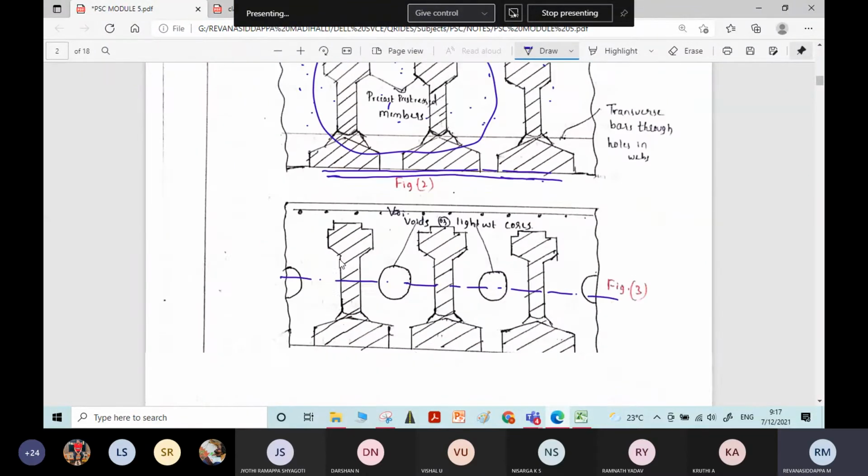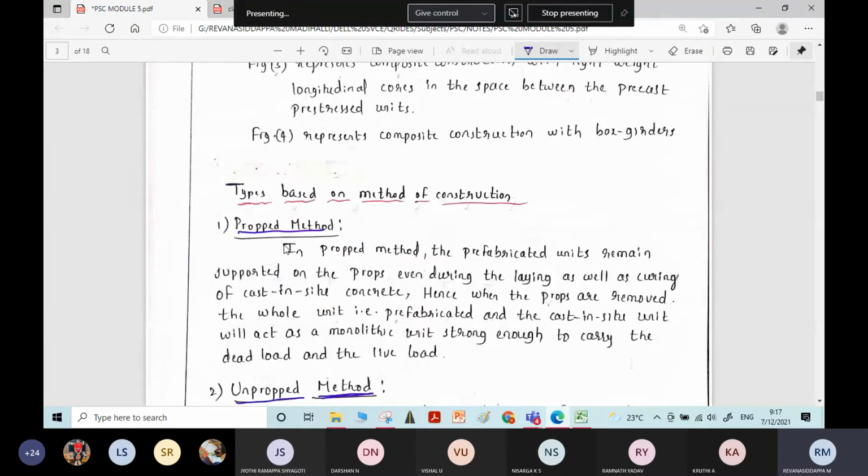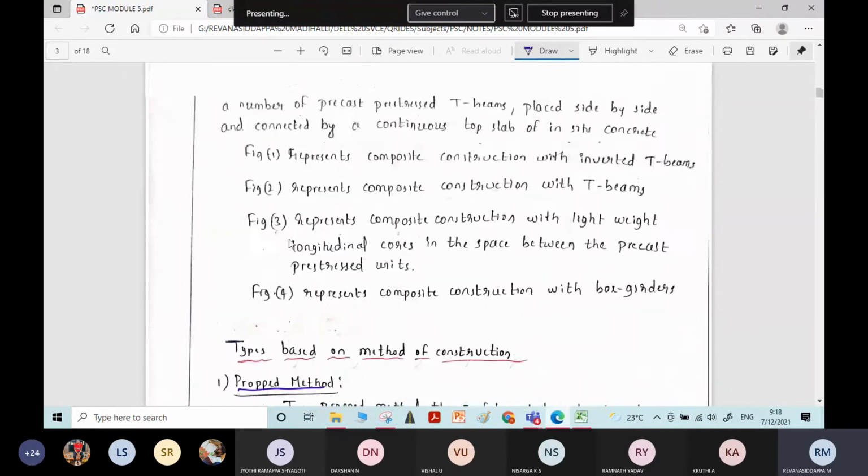That is called propped construction or the propped method. This is important, students, for your examinations. They may ask you to write about types of construction, and they may ask you to write the difference between the propped method and the unpropped method. Okay, I hope you all understood.